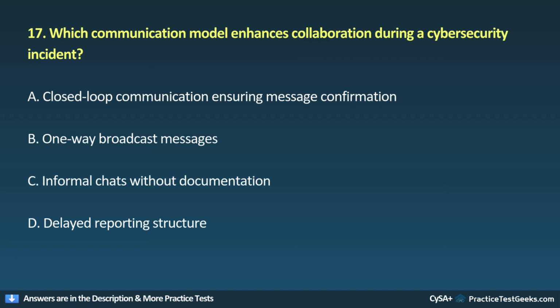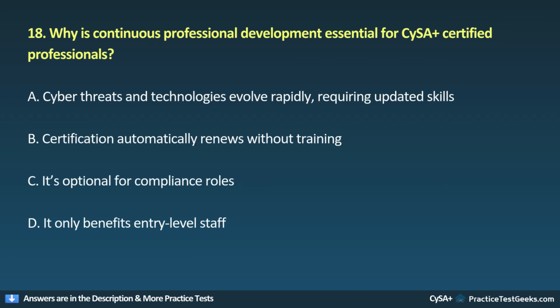17. Which communication model enhances collaboration during a cybersecurity incident? A. Closed-loop communication, ensuring message confirmation. B. One-way broadcast messages. C. Informal chats without documentation. D. Delayed reporting structure.